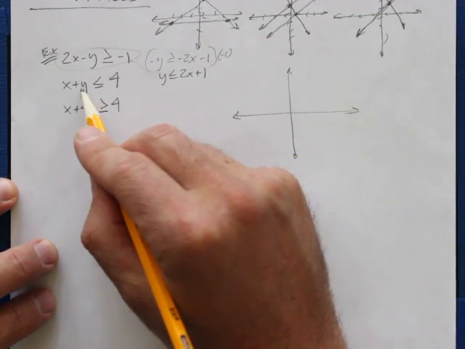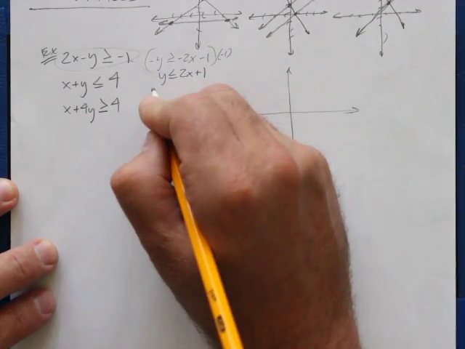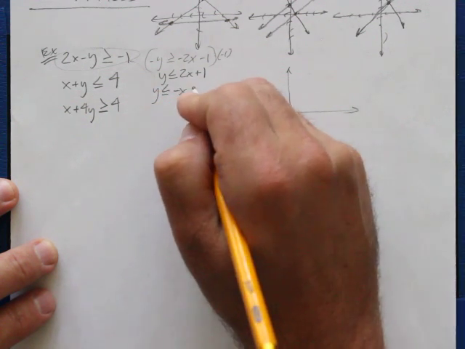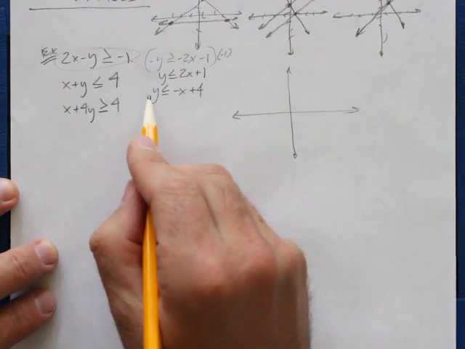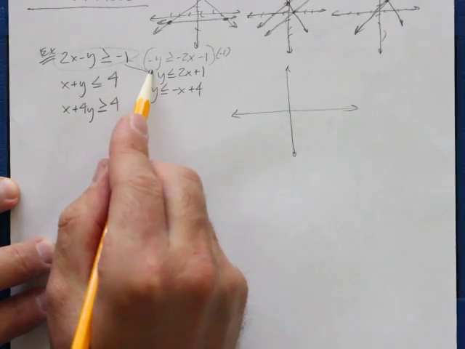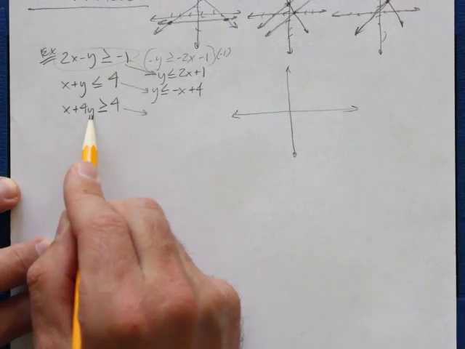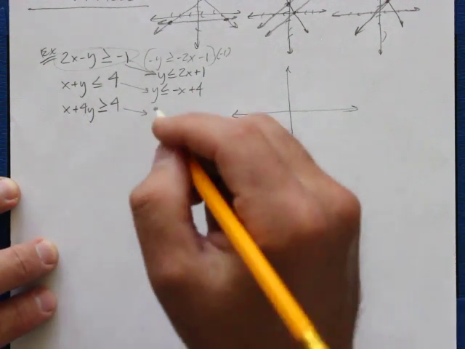For this one, I'm just going to subtract x from both sides and I'm all set. Y is less than or equal to -x plus 4. So that's that one. This one is here. For this one, I'm going to subtract x from both sides and divide by 4.